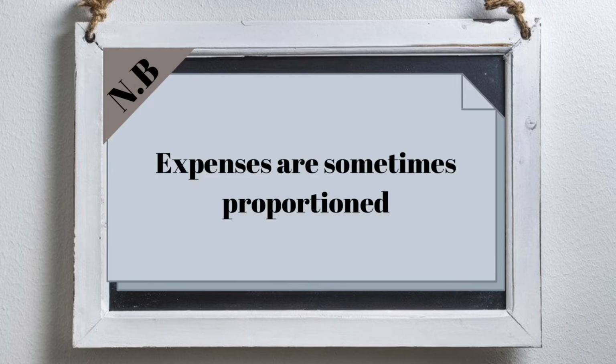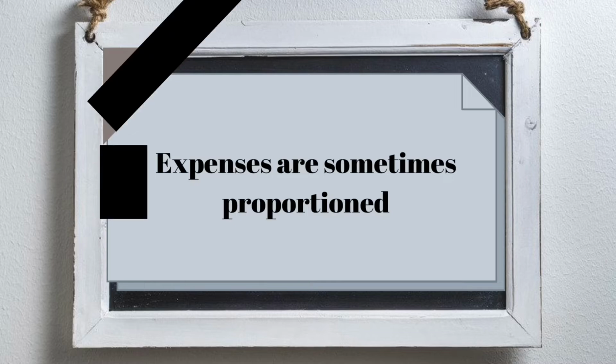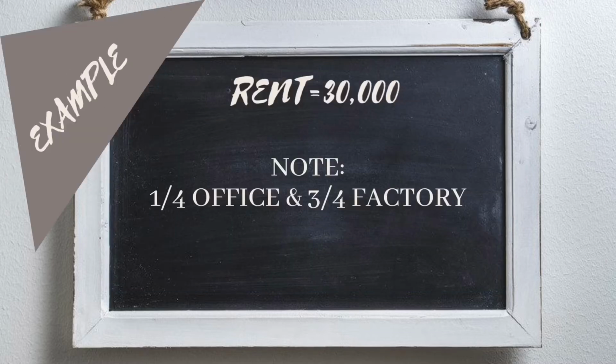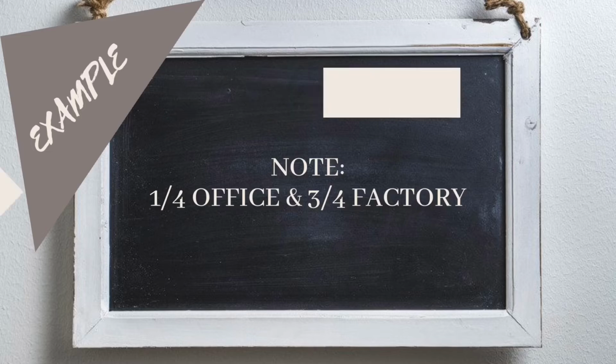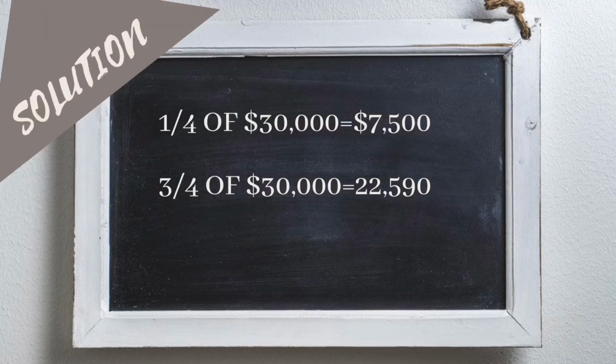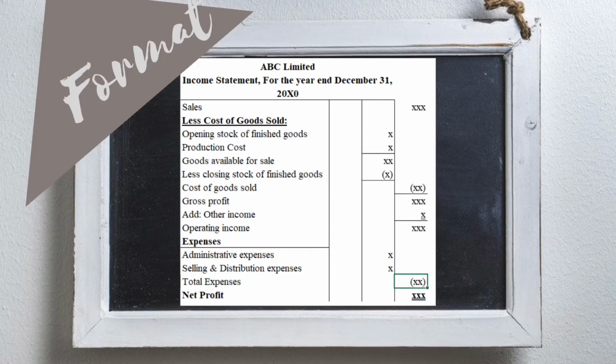Here's an example. So we have rent, 30,000. However, a quarter belongs to office and 3/4 belongs to factory. So a quarter of 30,000 is 7,500, and that would be included in the income statement where administrative expenses are, and office expenses are the same thing as admin expenses. 3/4 belongs to factory, which is 22,500, and that would be included in the manufacturing account under factory overheads.